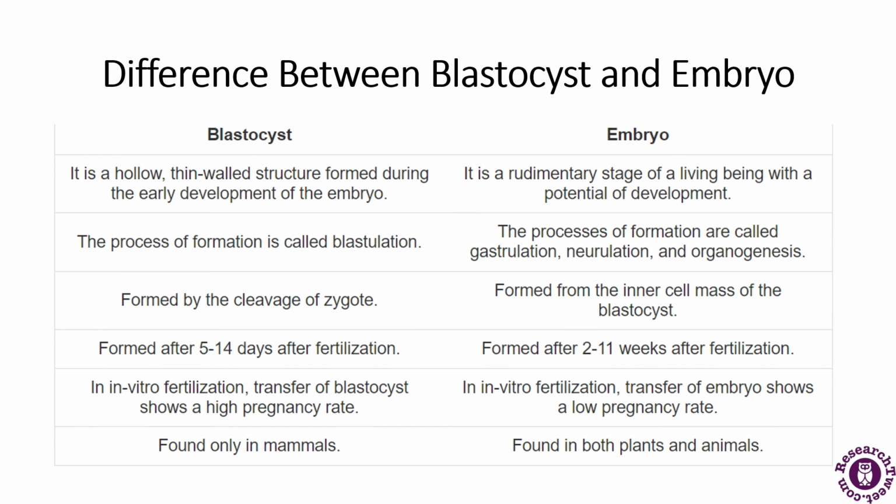Now we have studied the similarities. The next is the difference between the blastocyst and the embryo. So what is the difference between the two? First of all, the blastocyst is a hollow, thin-walled structure which is formed during the early development of the embryo. Whereas the embryo is a rudimentary stage of the living being with a potential of development. Then, the process in which the blastocyst is formed is called blastulation, whereas the formation of the embryo involves gastrulation, neurulation, and organogenesis.